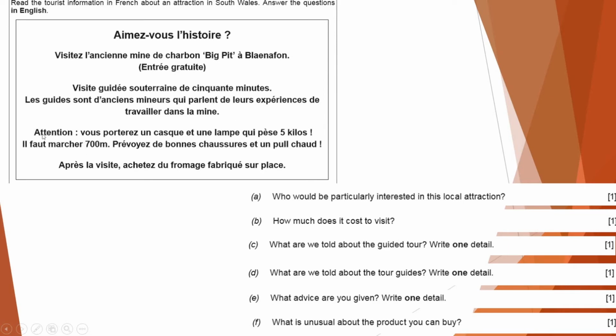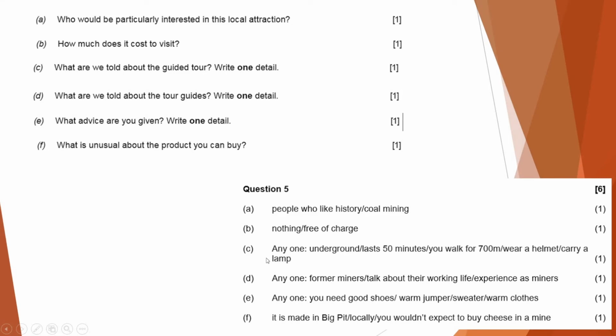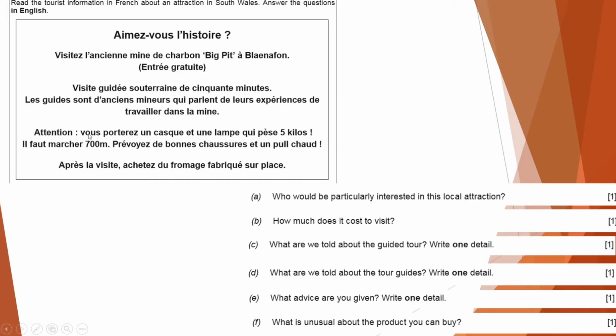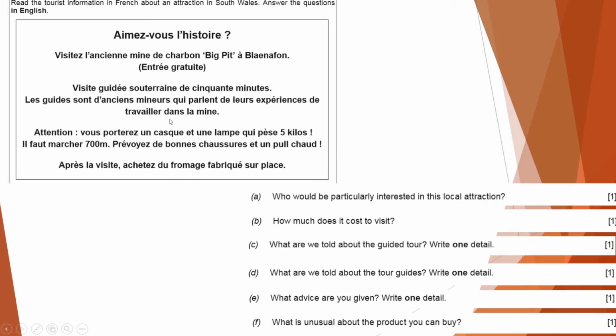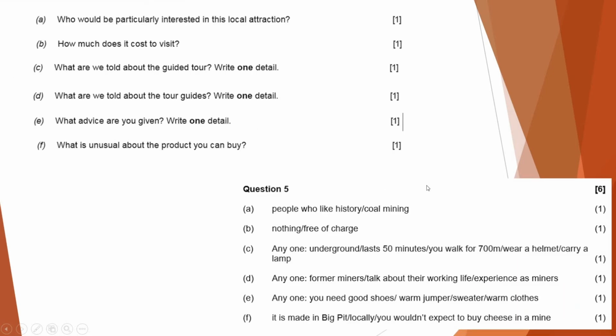Okay. Now, "attention" means be careful, or like a warning. So in terms of advice, saying you wear. Now, this part here, I would argue, is advice that you have to wear it. And in the exam, that wasn't clear. So if you've put a lamp which weighs 5 kilos, or a lamp, that's fine, okay? But the other part, "casque" is a cap, helmet. It means both, but in this case, obviously, you'd wear a helmet. A cap wouldn't do very much. So good shoes and a warm jumper, okay? Or warm clothes, warm sweater, they would have also accepted.